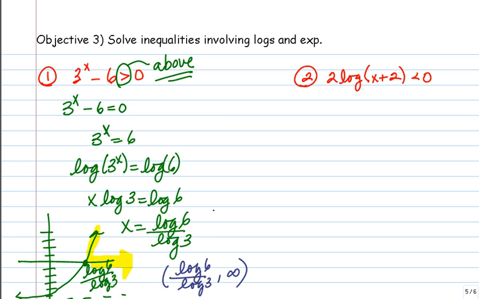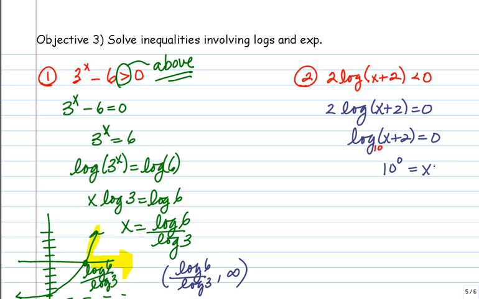Now what about 2 log of x plus 2 is less than 0? So that would mean to find where 2 log of x plus 2 is equal to 0. And we could divide both sides by 2 to get log of x plus 2 is equal to 0. So remember our base is understood to be 10. So we know 10 to the 0 is equal to x plus 2. And 10 to the 0 is 1 equals x plus 2. So therefore x is equal to negative 1.